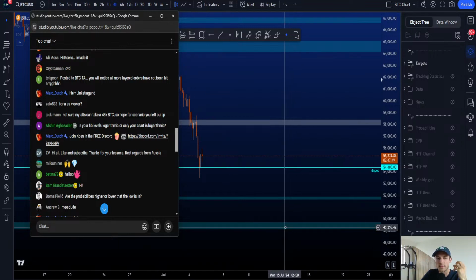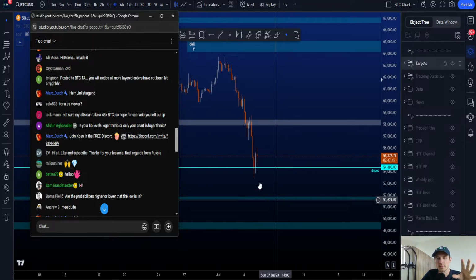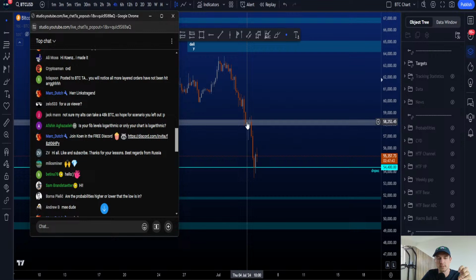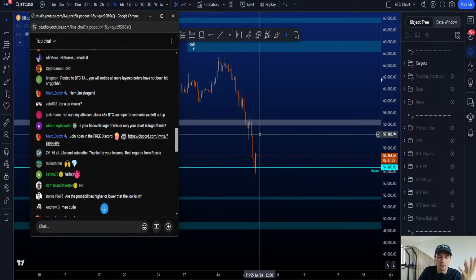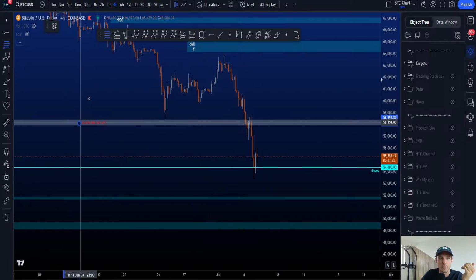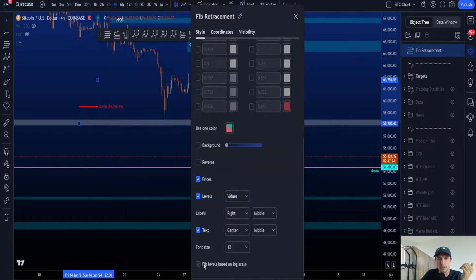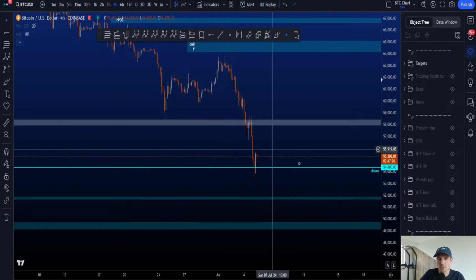With regards to my fibs, they are always on log because it doesn't matter for the lower time frames, the linear chart, but it does matter on the higher time frames. And I'm too lazy to change it every time, because every time you go to a weekly time frame and you pull a fib, you then need to go to the settings, style, and check this box, fib levels based on log scale. I'm just too lazy to do that.